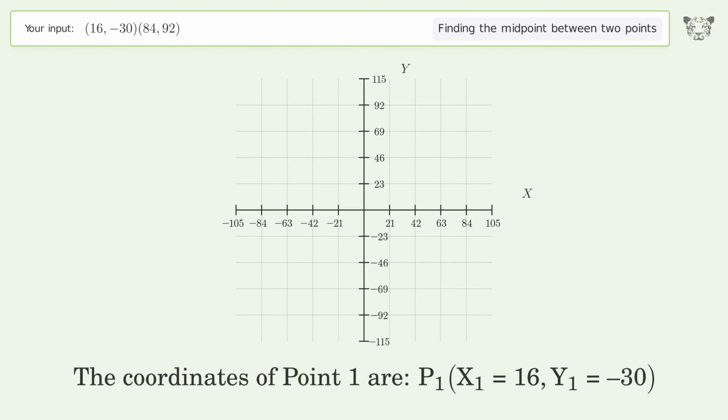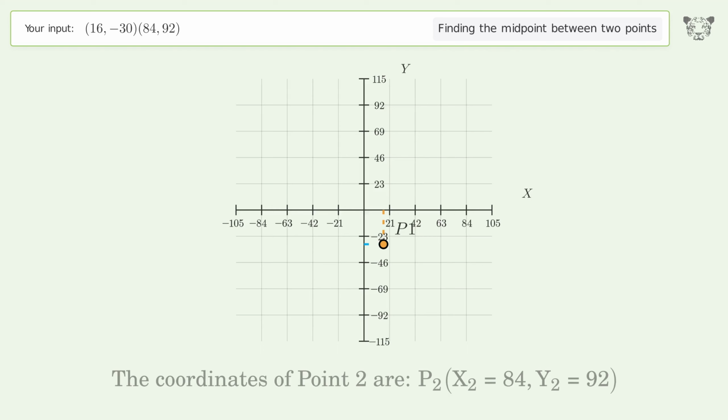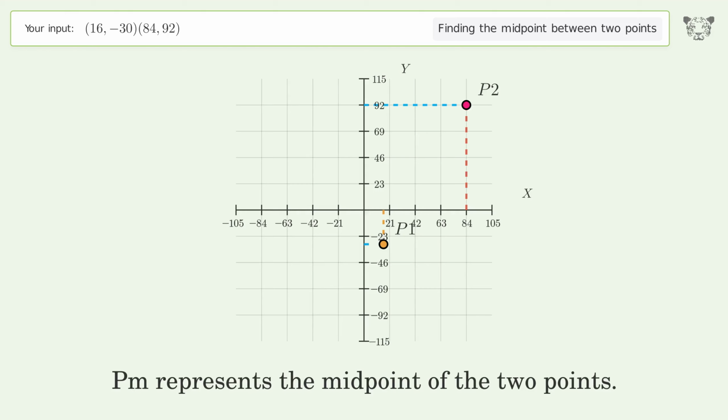The coordinates of point 1 are x1 equals 16, y1 equals -30. The coordinates of point 2 are x2 equals 84, y2 equals 92. PM represents the midpoint of the 2 points.